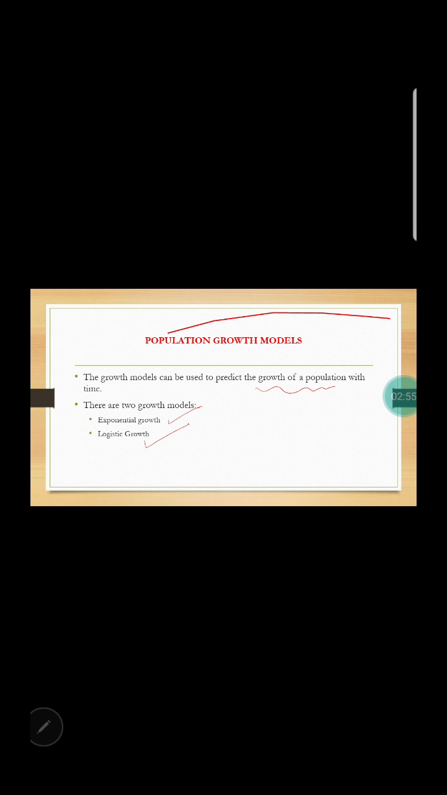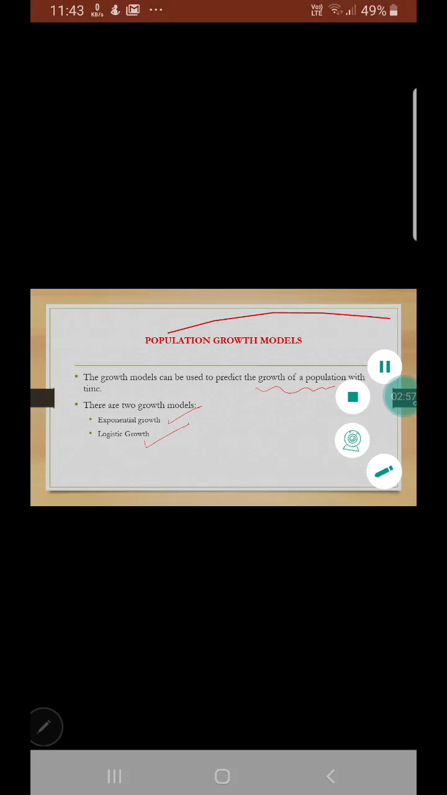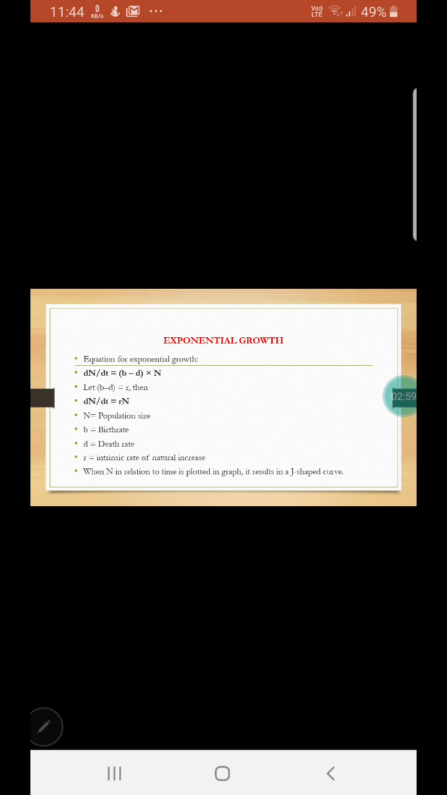So let me start with exponential growth. As the term suggests, any growth which is exponential means the resources are unlimited. In that case, the equation of exponential growth comes out to be the change in density, dN by dt, equal to (b minus d) into N. Now again, what is this b minus d? That is the birth rate subtracting the death rate.